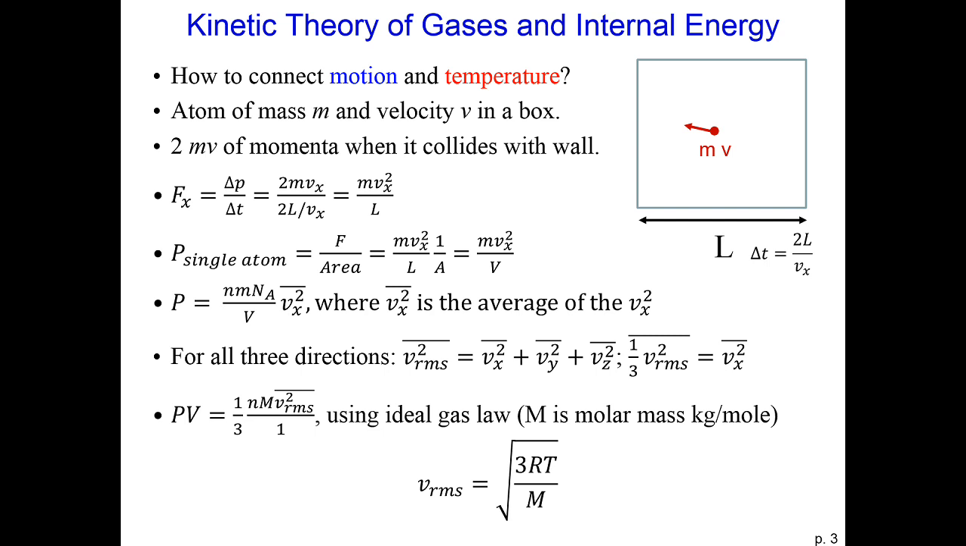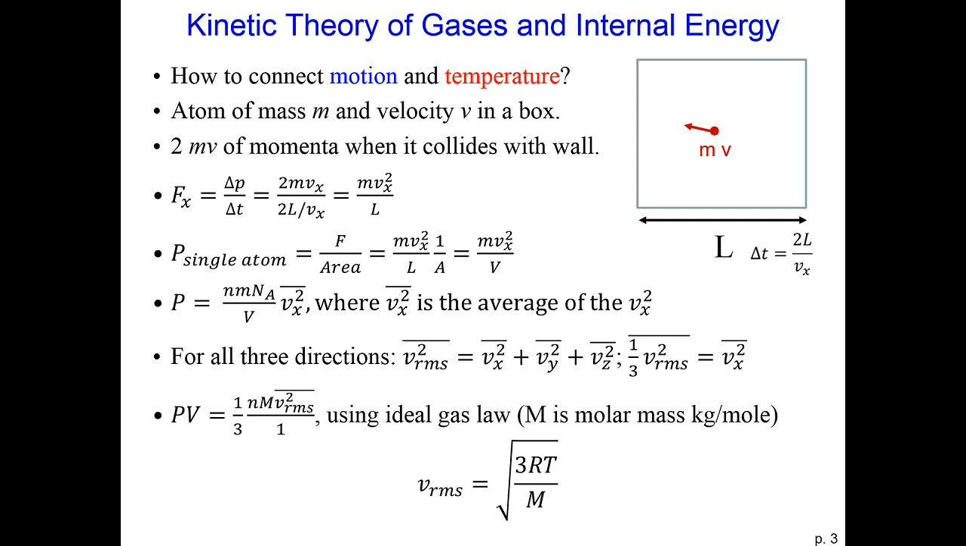Next, we used the x component of the velocity squared, but the gas is moving in all directions. That means that the total velocity squared is equal to vx squared plus vy squared plus vz squared, so on average vx squared is equal to 1/3 of the total velocity squared. So our final derivation here is that pressure times volume is equal to 1/3 times the number of moles of gas times the molar mass times the average velocity squared, or the root mean square velocity squared.